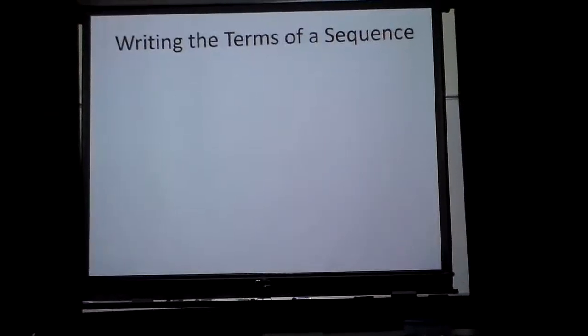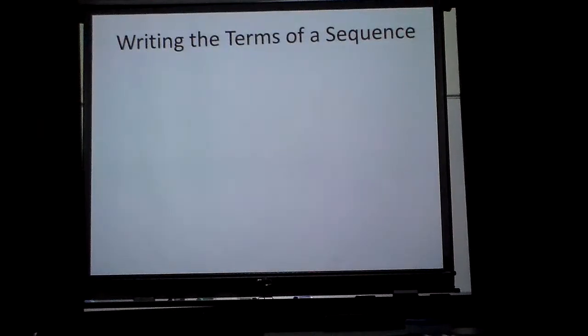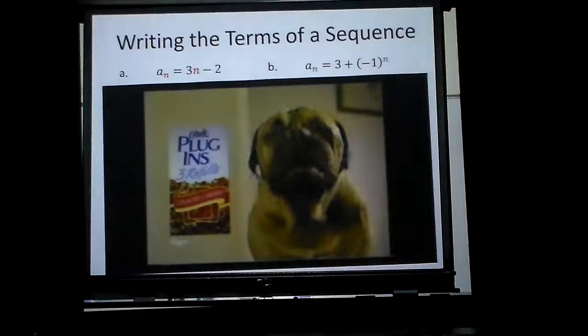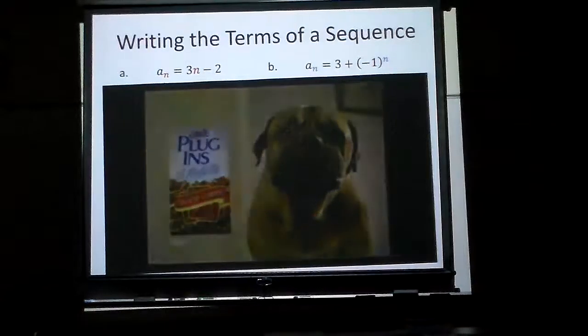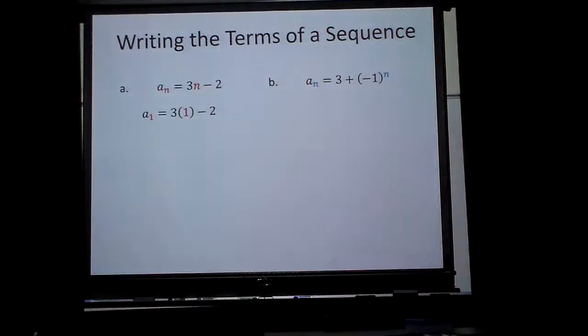Okay, how do you write the terms of a sequence? Well, first off, let's look at a couple of sequences here. What this simply means is we're going to write the terms to the nth one of this 3n minus 2, which basically means we're just going to plug in numbers. And of course, what would you plug in?